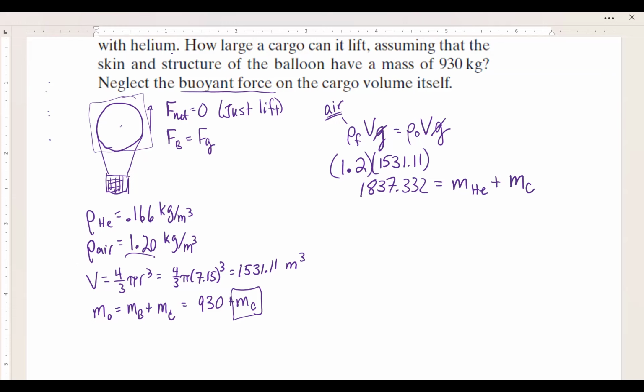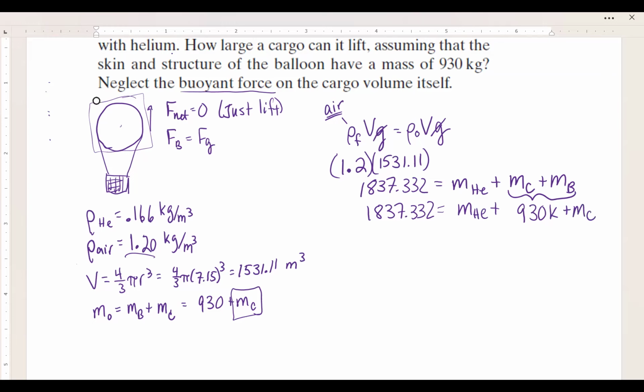And the mass of the cargo plus the balloon, this is going to be 930 kilograms. This is 1837.332. And that's going to give me the mass of the helium. Well, the mass of my helium plus mass of cargo. Forgot the variable.